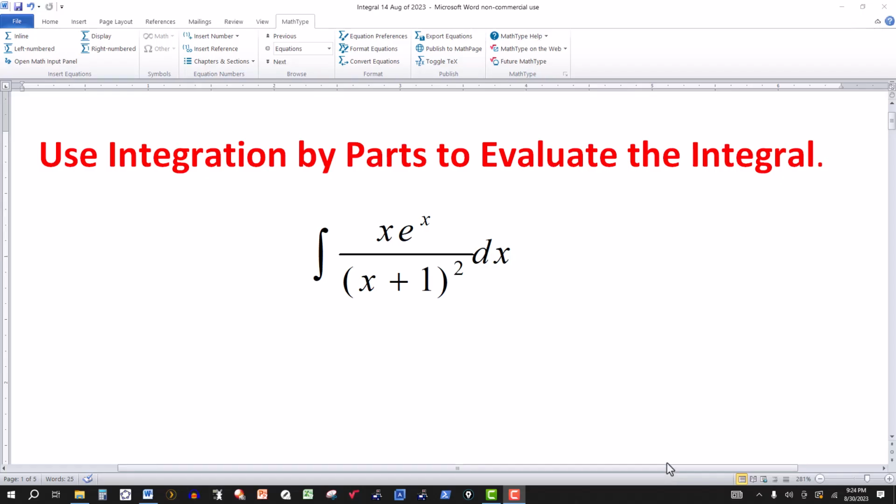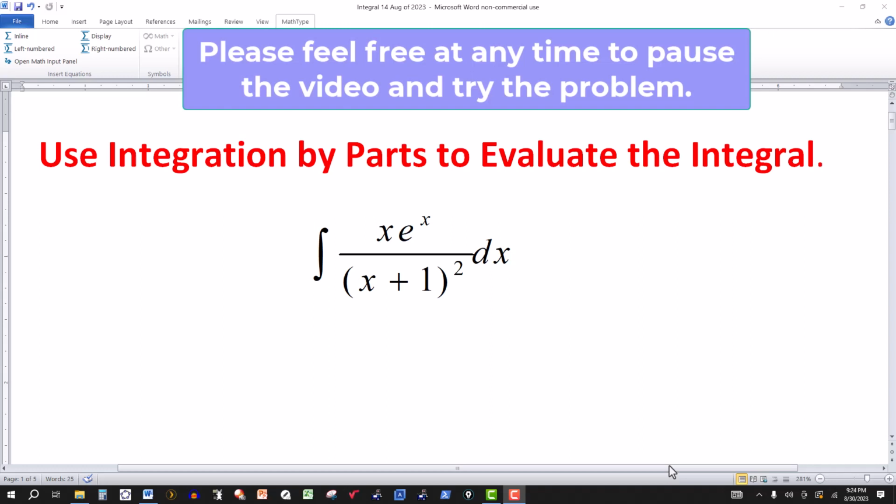In this video, we're going to integrate this particular integral here using integration by parts. You can work it another way. Go ahead. You might consider partial fractions if you didn't have that e to the x there. Integration by parts should work here.